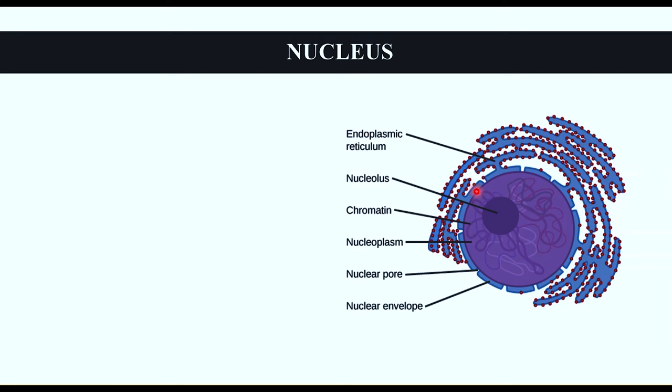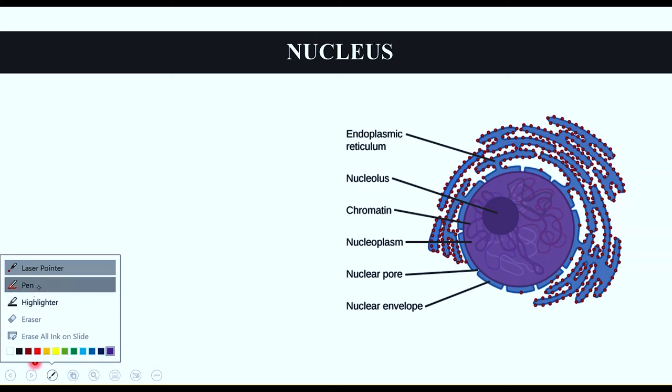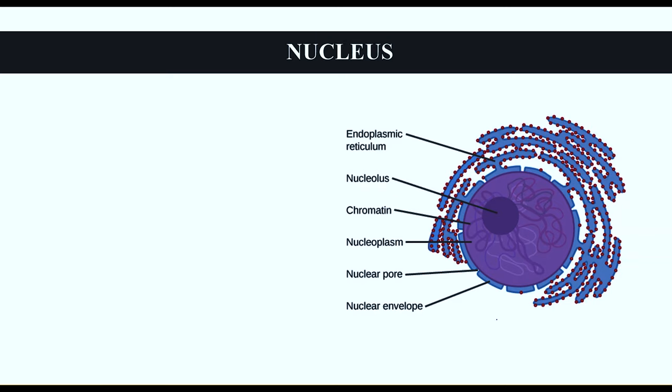So this is the nuclear membrane, where it is. It is also called the nuclear envelope. This nuclear envelope is made up of two layers. I'm just drawing this nuclear envelope. This is the inner membrane and this is the outer membrane. In between the inner and outer membrane, there is a space called the perinuclear space. This whole thing is called the nuclear envelope.